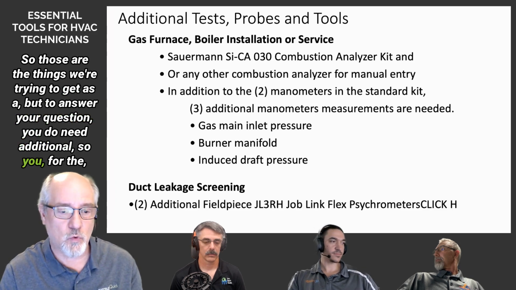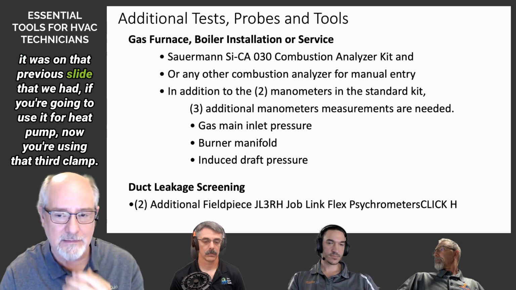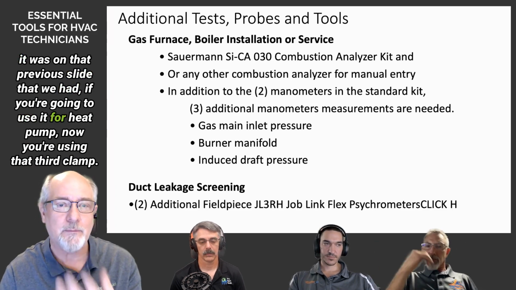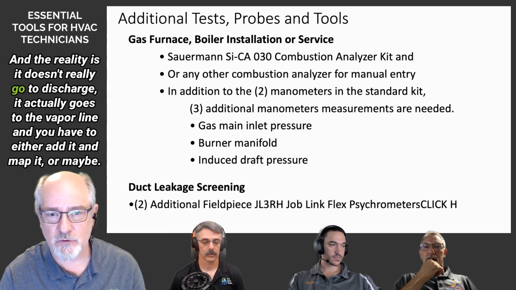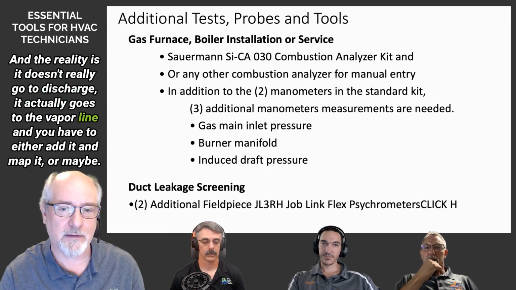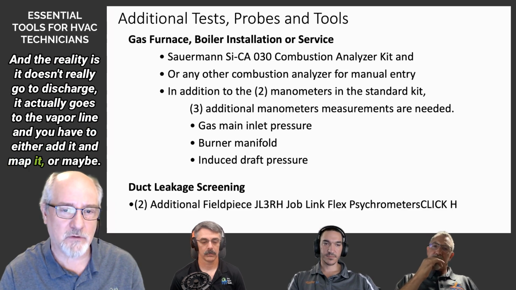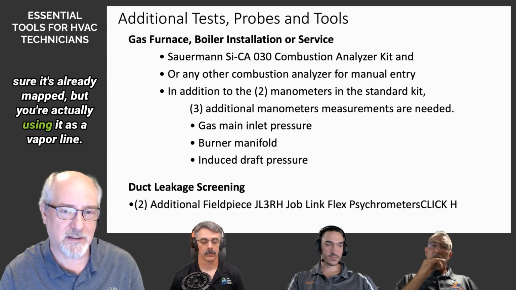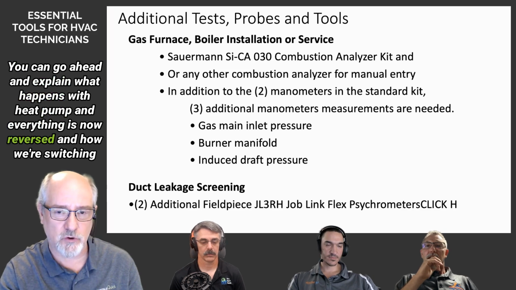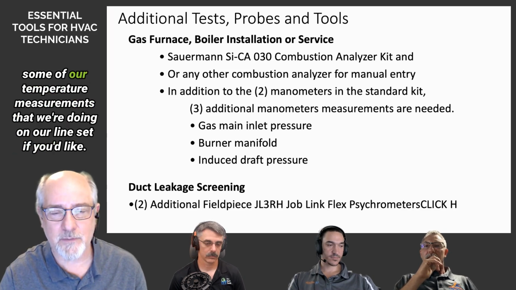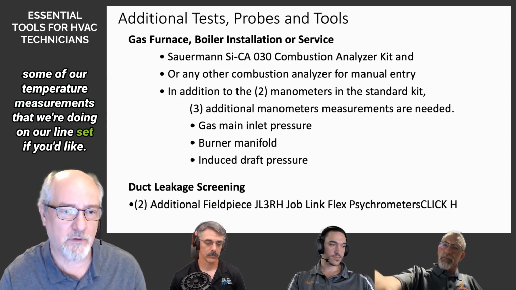Now it was on that previous slide that we had, if you're going to use it for heat pump, now you're using that 3rd clamp. And the reality is it doesn't really go to discharge. It actually goes to the vapor line. And you have to either add it and map it or make sure it's already mapped, but you're actually using it as a vapor line. You can go ahead and explain what happens with a heat pump, and everything is now reversed and how we're switching some of our temperature measurements that we're doing on our line set, if you'd like.